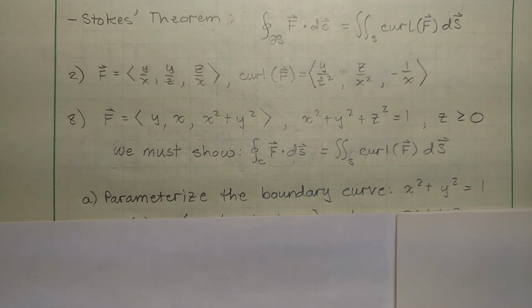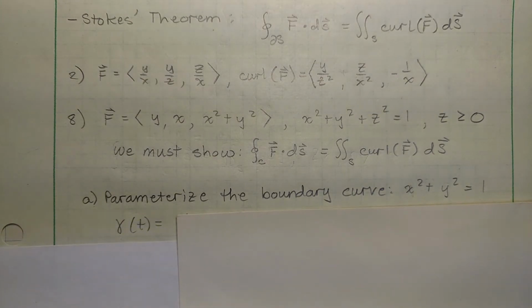So this is our equation here of what we want to parameterize. So notice our z is 0 in this case here, and we have a circle. So when we go to parameterize this, we'll use the function gamma to denote this.